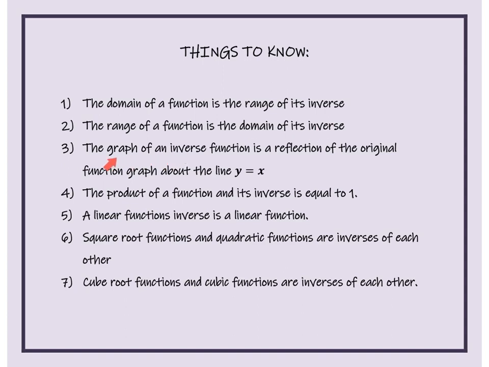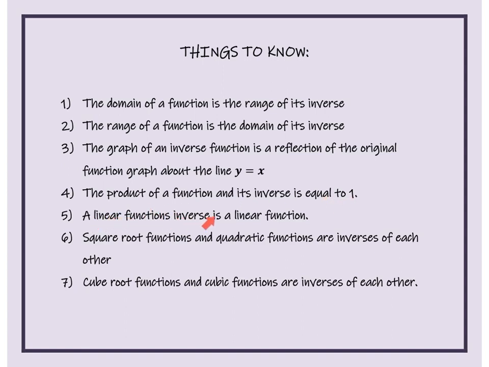We talked about how the graph of the inverse is a reflection of the original graph around this line. So whenever you reflect over y equals x, your x and y's are going to switch places. This is a big part of today's lesson. We're not going to deal that much with number 4, the product of a function and its inverse. If you multiply the function by the inverse, you should get 1. It's a way for you to check your work.